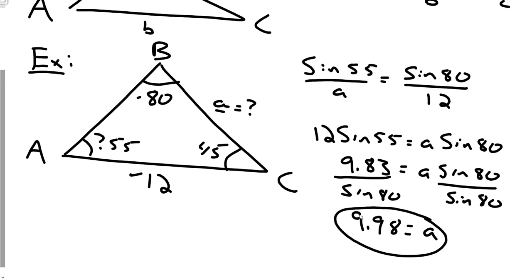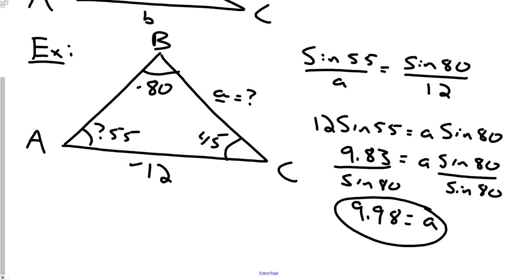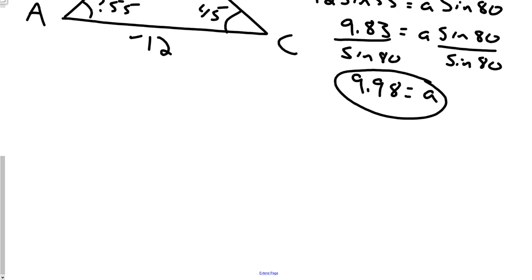Looks familiar? You could round it to 10. I just left it at 2 decimal places. For the exam, I would recommend 1 decimal place, okay? For both angles and side lengths. I just left it like this. All right, so that's sine law in a nutshell.